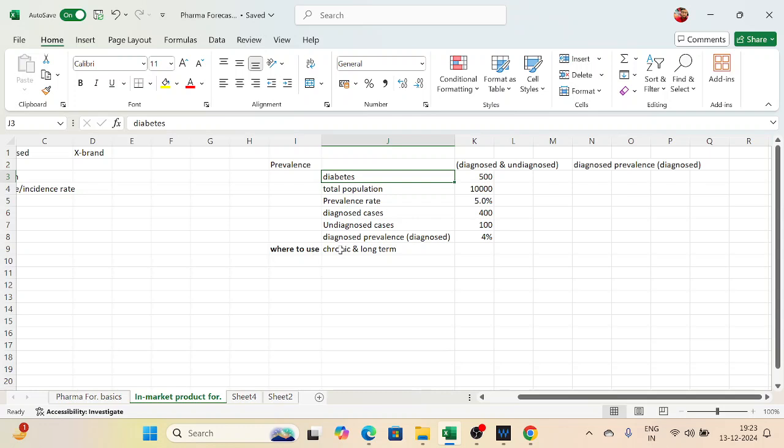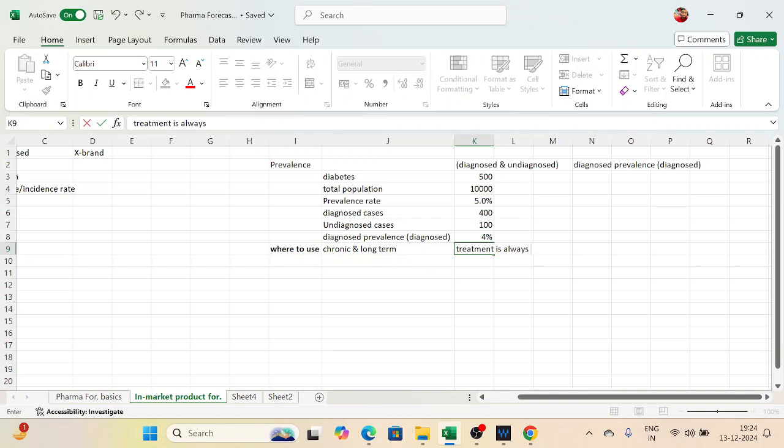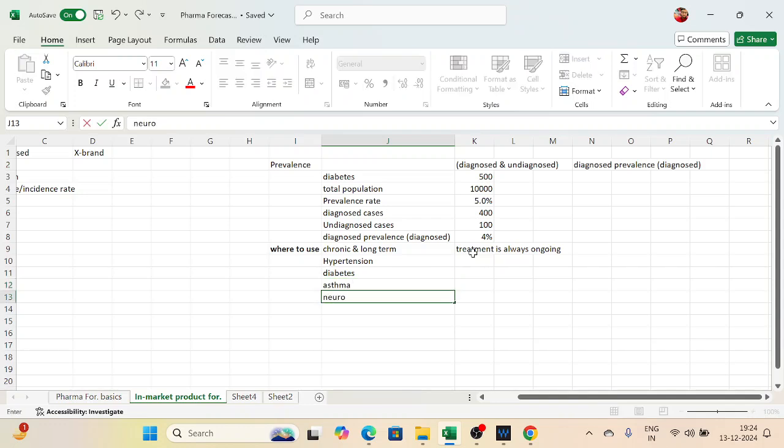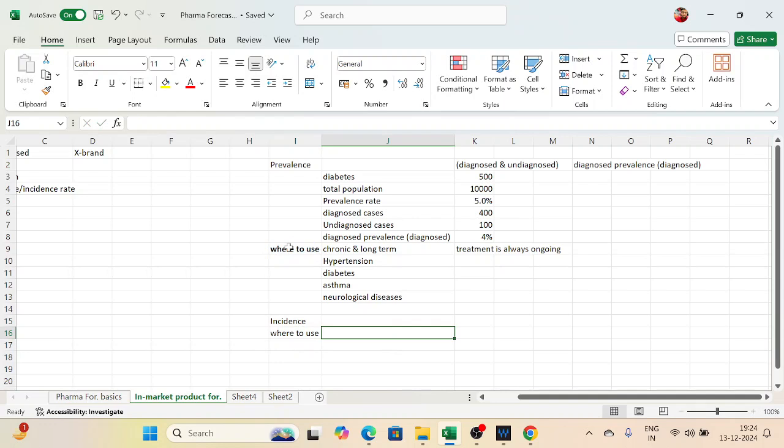So diabetes, chronic and long-term conditions, why? Because here the treatment is always ongoing, right? Treatment is not hampered. For example, the major diseases where we'll be using prevalence are hypertension, diabetes, asthma, and all the neurological diseases, be it schizophrenia. So these are all long-term care diseases, so here we will be using prevalence. However, incidence, first let's talk about where to use. So incidence we will be using in those cases which are short-term treatments.